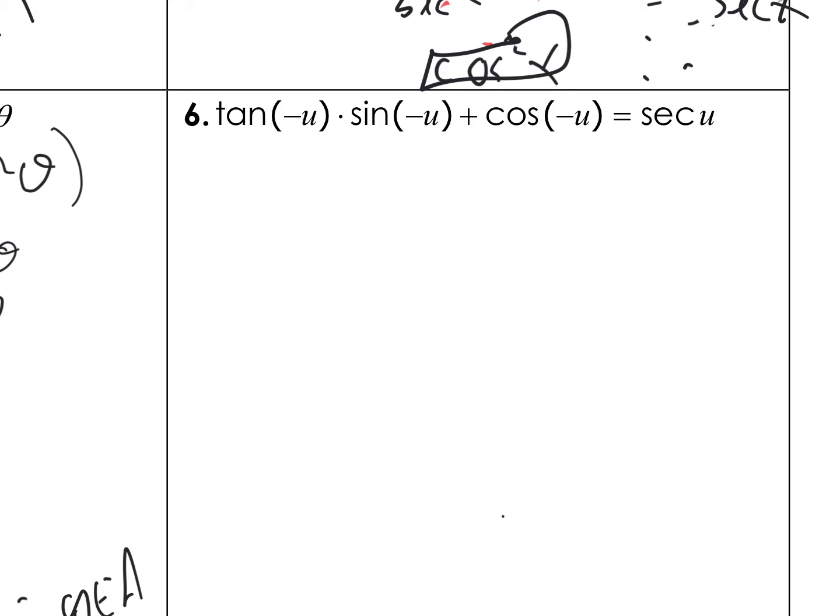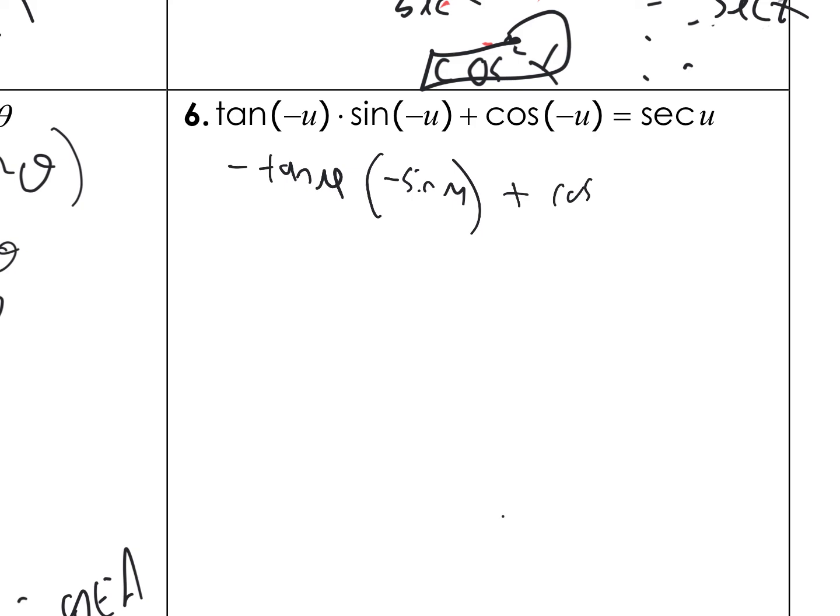Ah, finally. Number 6 has all kinds of negative angles. Obviously, the left side is uglier than the right side. What's another name for tangent of a negative angle? A negative tangent, that's right. What's another name for sine of a negative angle? Negative sine of the angle. What's another name for cosine of a negative angle? Negative cosine. Nope. Oh, 2 out of 3 is not bad. It just becomes positive cosine of u.